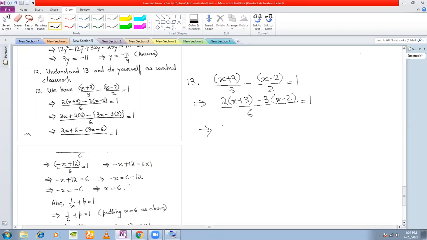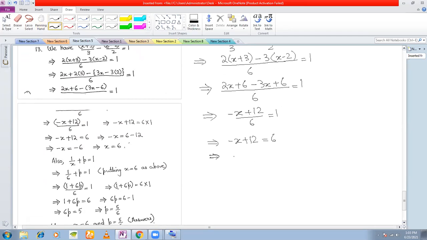Next, simplify. (2x + 6)/... minus (3x + 6)/6 is equal to 1. That means 2x minus 3x will give you minus x, plus 6 will give you plus 12, divided by 6 is equal to 1. Now you cross multiply, you get minus x plus 12 is equal to 6 into 1, which is 6.